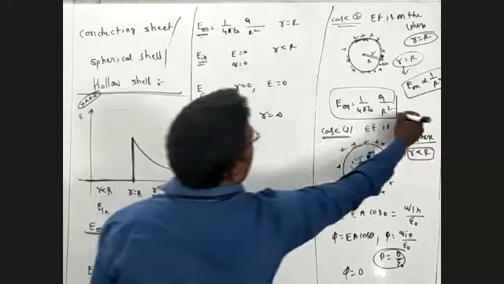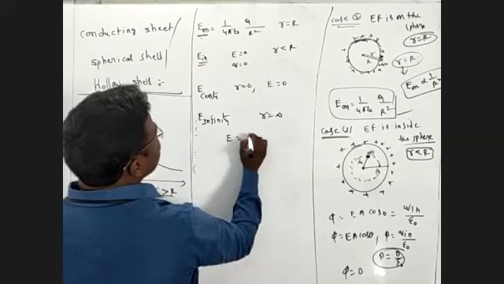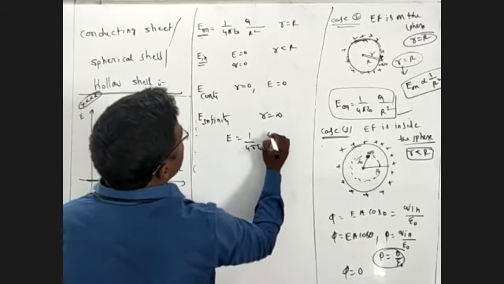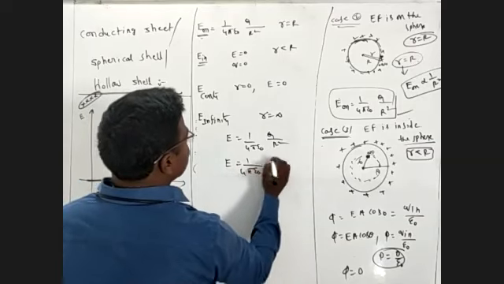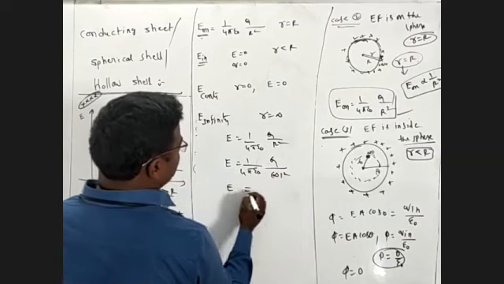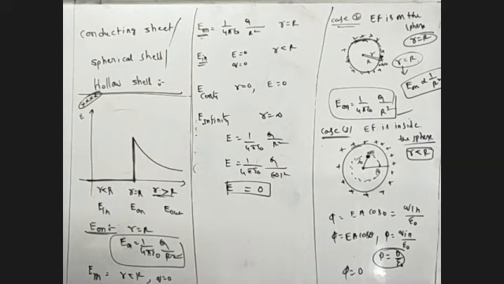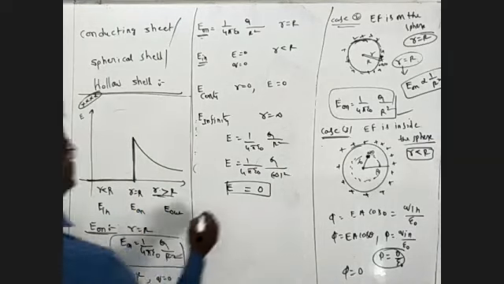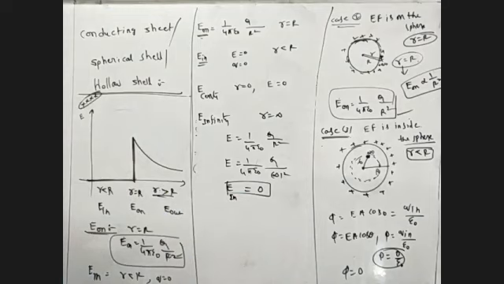What is the general form? You can select this one. E outside: E is equal to 1 by 4 pi epsilon naught Q by R square. So E is equal to 1 by 4 pi epsilon naught Q by infinity square. This is E infinity, and infinity means this is a 0 value. That is the value is 0.